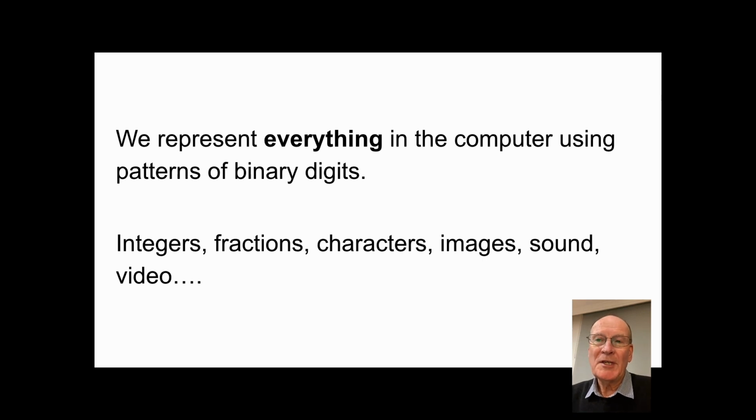Now, as I said, we can represent absolutely everything using patterns of binary digits. We just have to agree on what the patterns mean. So we can represent integers, simple integer numbers, fractions, characters. Of course, I think most information that computers work with these days is actually character strings rather than just numbers. Images, videos, sound. All these things can be represented as bits, and it's just a matter of agreeing on what the representation is that we're using, how to interpret that stream of bits.